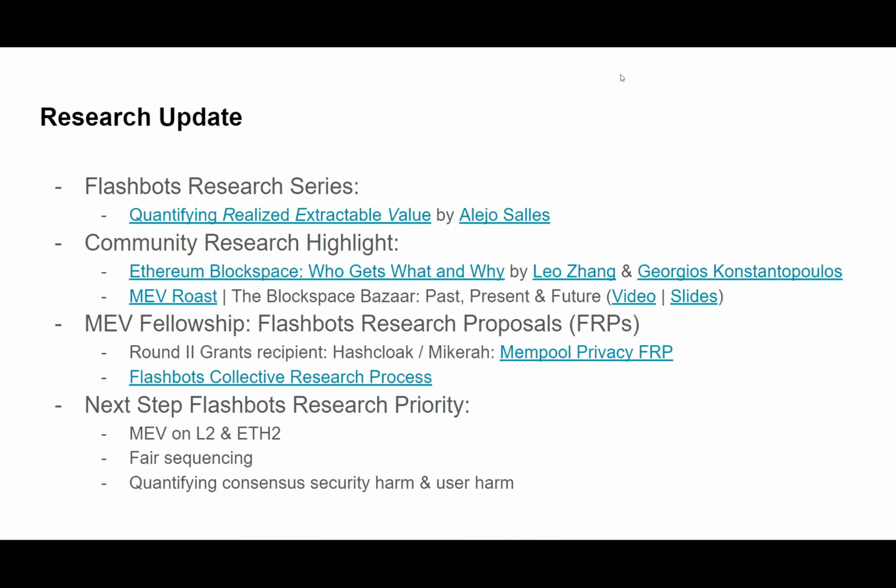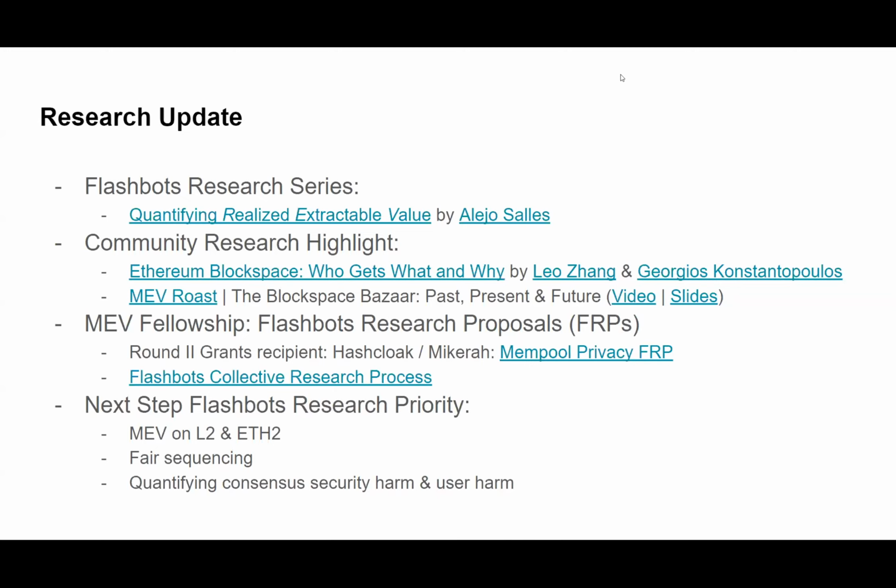For MEV fellowships, we have another round of funding. So we have a Flashbots research proposal mechanism. I encourage you all to check our research repository on GitHub.